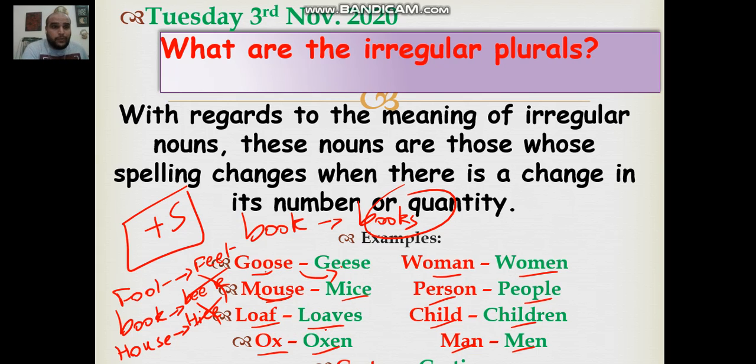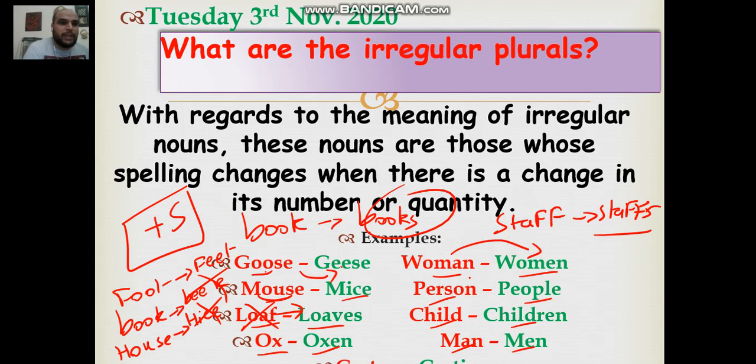Loaf, loaves. Oh, that's a pattern. Whenever I have an F, it's going to be VES, loaves. Wrong. Okay? Wrong, not always. Look here. Staff, staffs. I have an F by the end. It doesn't follow the rule. As easy as that. Woman, women.